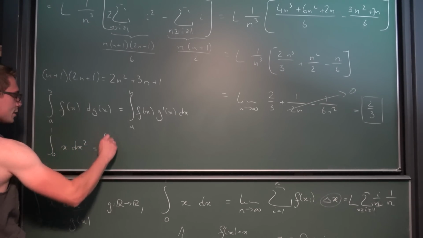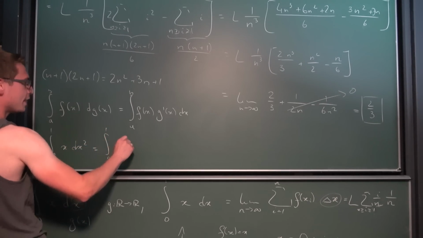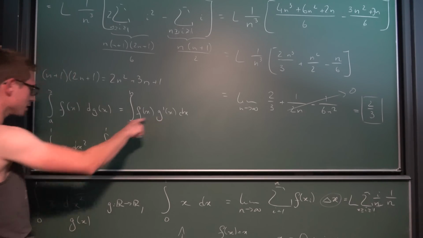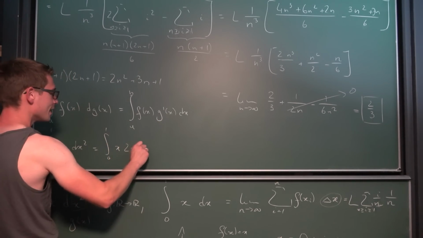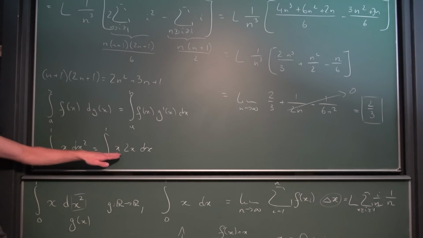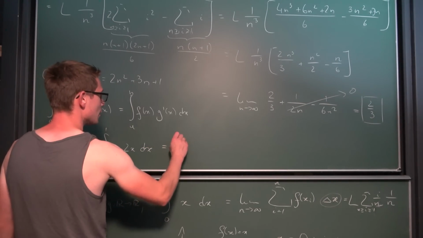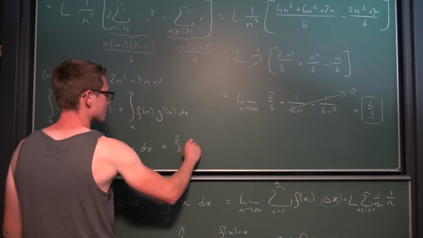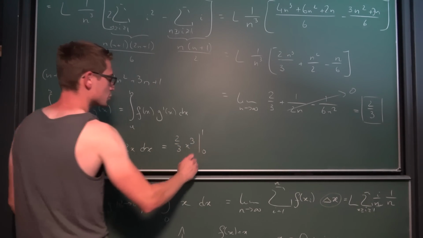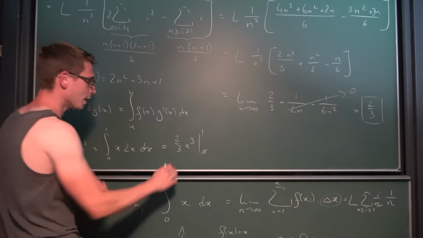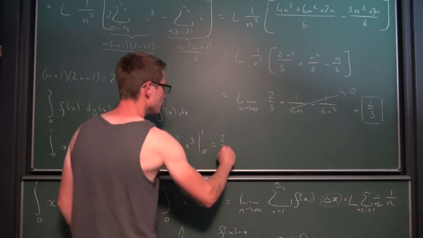the same as the integral from 0 to 1 of x times the differential of x squared, which is 2x dx. This right here is going to yield 2x squared, and if we integrate this, we are going to get 2/3 x cubed from 0 to 1. On 0 it's going to vanish, on 1 it's just going to be 2/3.